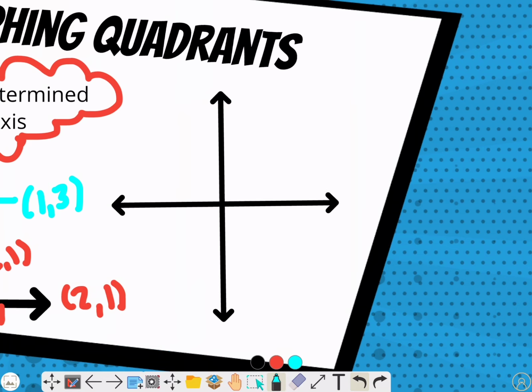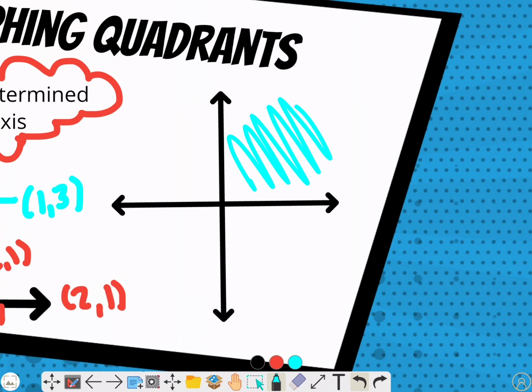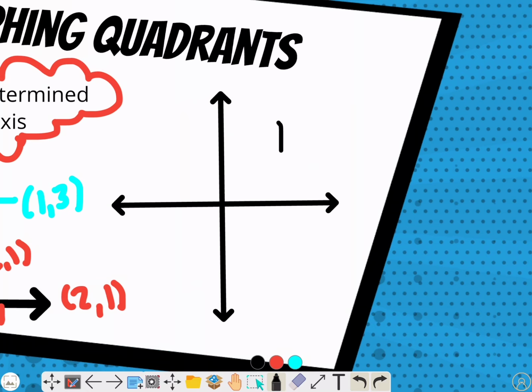But if you look, most of the time, especially when you're dealing with 5th grade and 4th grade, you're only dealing with all of this information over here. And all of that information is actually coordinate number 1 if they're talking about Roman numerals. So this is coordinate number 1. This is where all of your x's and your y's are positive numbers.